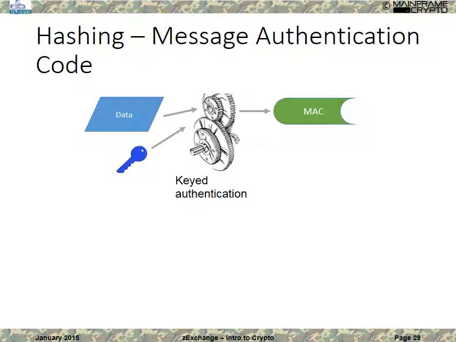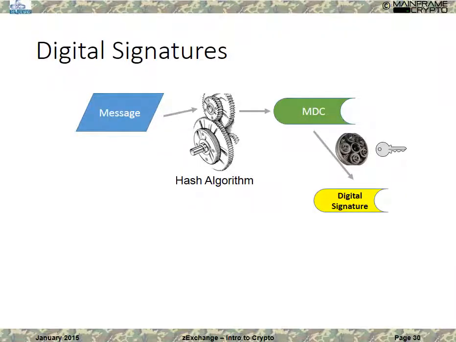And then on the next slide we'll look at digital signatures. Digital signatures basically combine hashing and asymmetric encryption. So what happens with a digital signature is you take a message and run it through a hash algorithm to generate a hash that uniquely represents that message. You then apply asymmetric encryption, public-private key encryption, to encrypt that hash value, and that's what's called a digital signature.